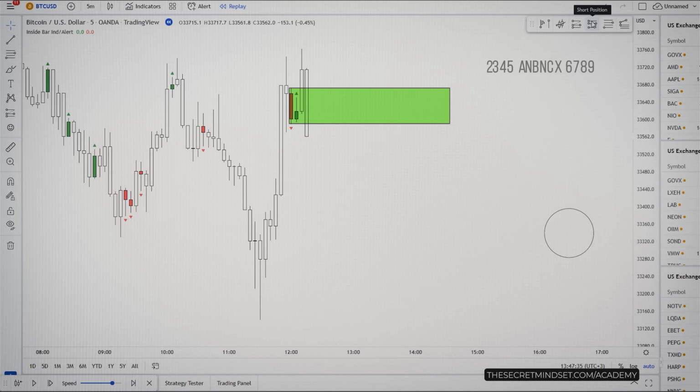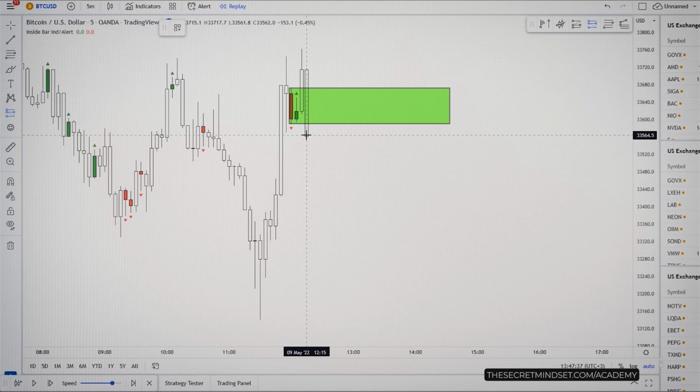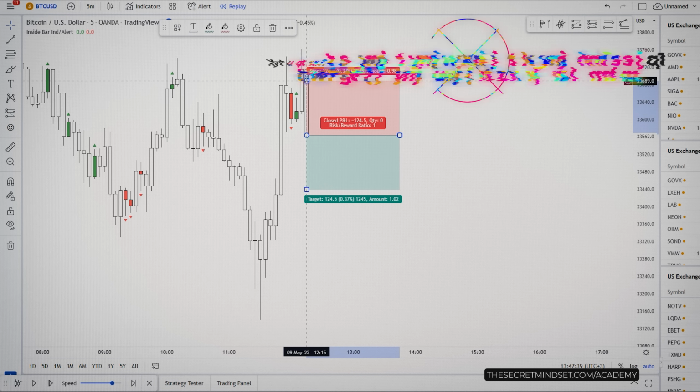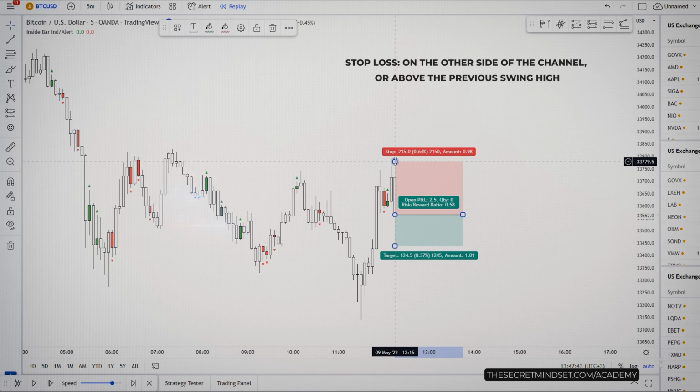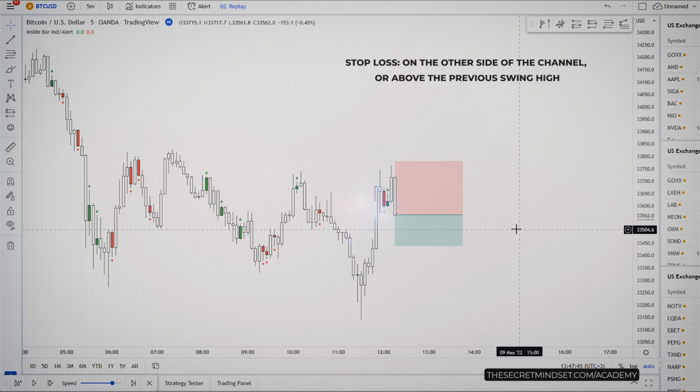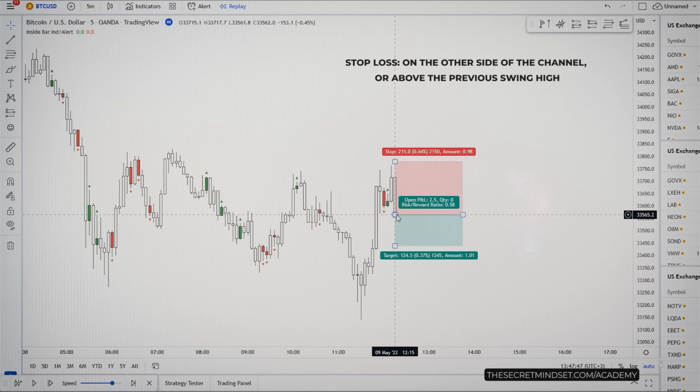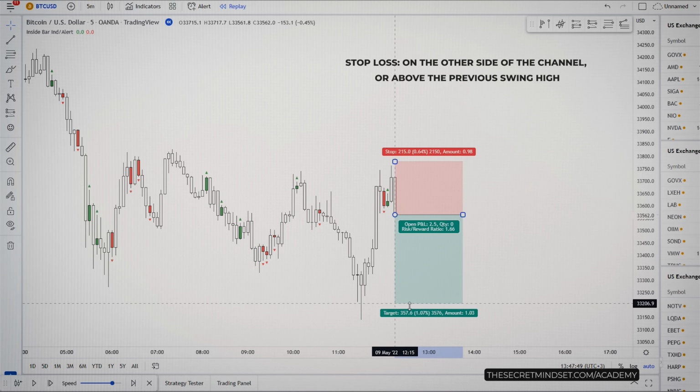Next candle brought a downside breakout, so we entered short. Stop loss goes on the other side of the channel. We're above the previous swing high. It all depends on the size of the channel and recent price action.